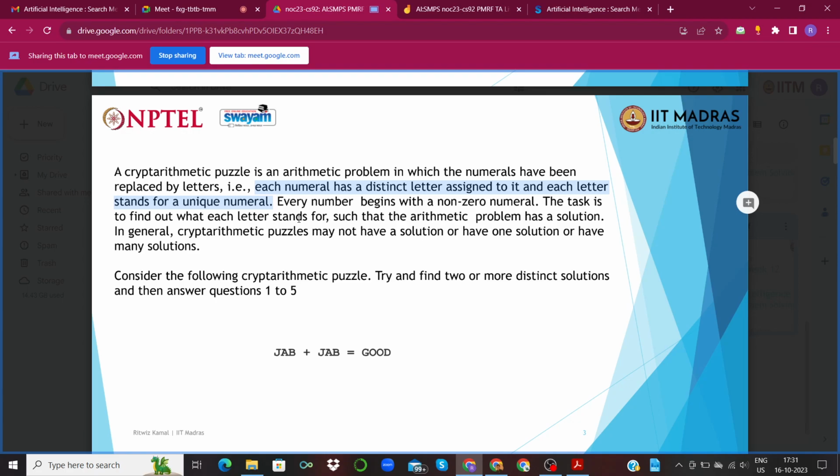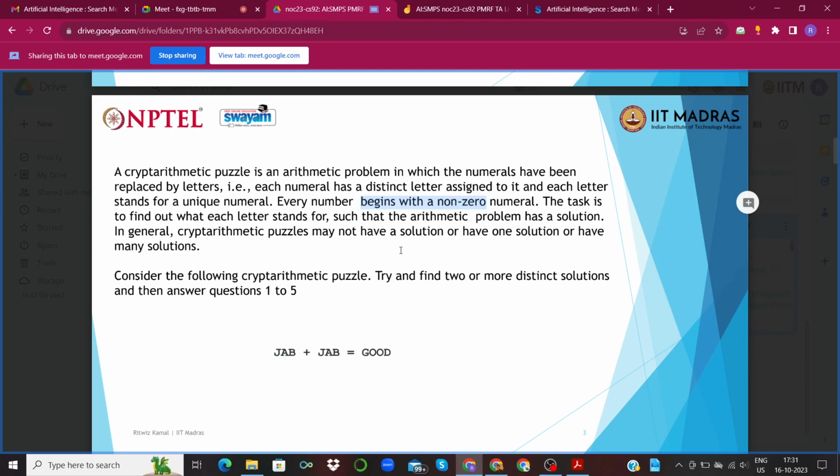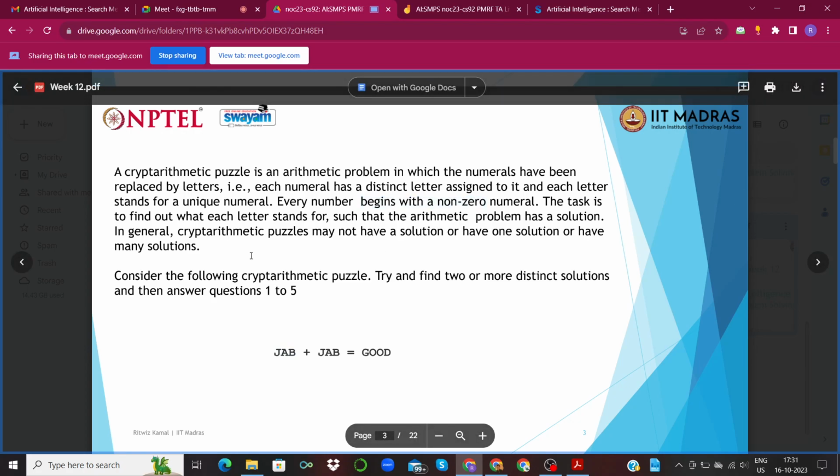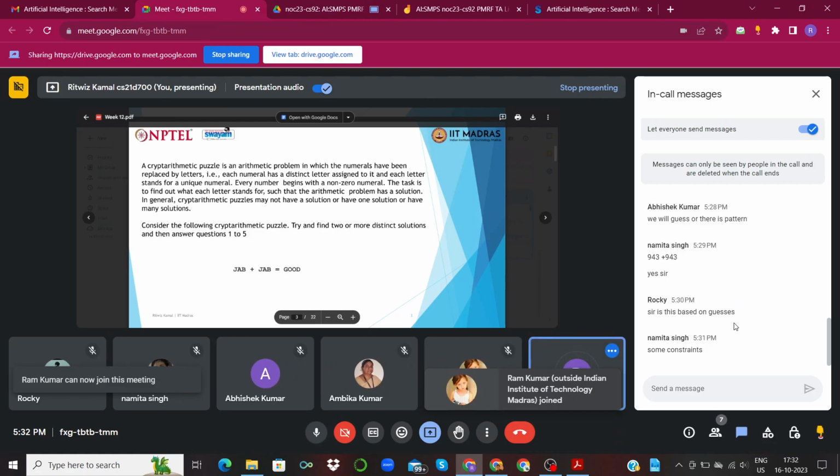So this is one fact that you can use. When you assign a particular number to an alphabet, let's say you start by guessing that J could be 7, then you know that none of A, B, O, D or G would have the same number assigned to them, right? That is one thing that will reduce the possible set of solutions you can guess from. Another piece of information is that 0 cannot be one of the assignments. It is essentially a guessing game, but an informed guess with some constraints, exactly as pointed out by Namita. Yeah, that's correct.